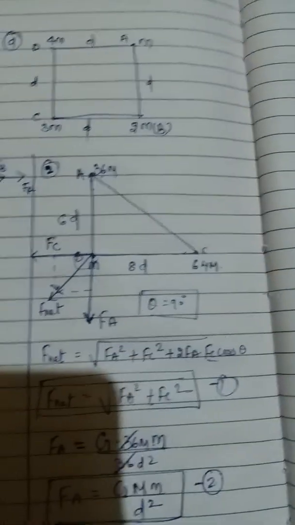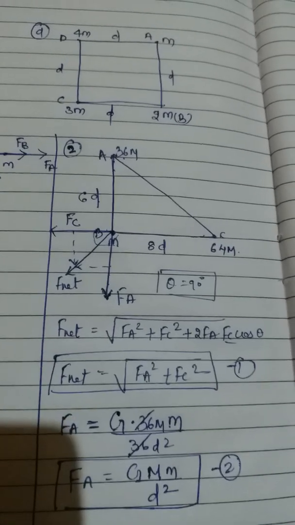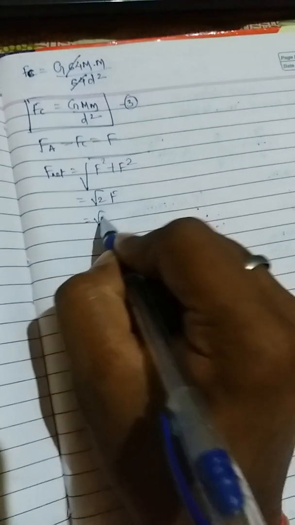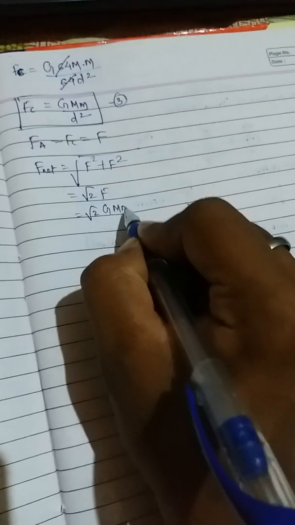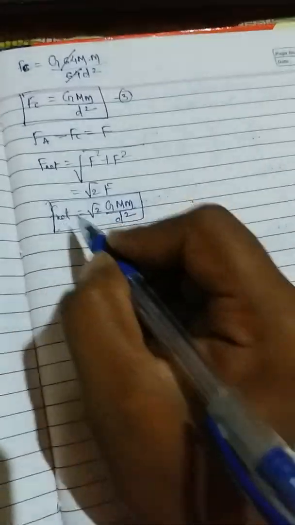Now if you look at equation number 2, what is equation number 2? It is G M m by d square. And what is equation number 3? Same. So for convenience, we will take Fa is equal to Fc is equal to F, so that our calculation inside the root becomes easy. So F net is equal to under root of F square plus F square, because that term is already 0. So root 2 F. Now what is the value of F we got? It is G into capital M into small m by d square. So this is the net force acting at small m because of 64m and 36m.